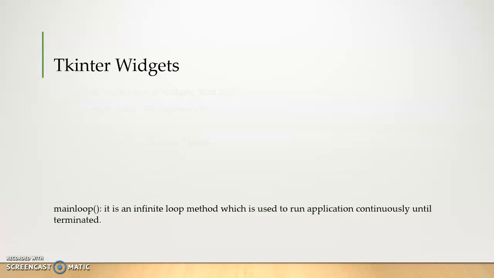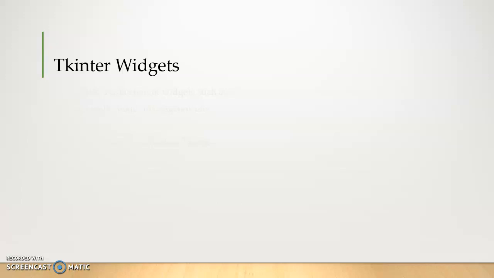Secondly, the mainloop function, which is used at the end, is an infinite loop method which is used to run the application continuously until terminated. Therefore, whatever GUI we want to keep in our application, this function will keep that application running until the application is terminated.